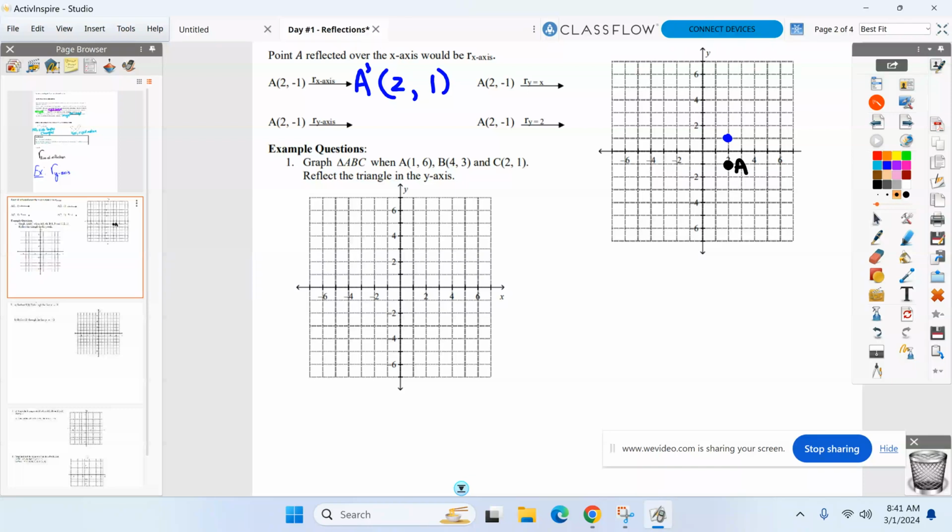Well, what if I reflect that point again? We call it double prime. We keep going on, triple, etc. So there's (2, 1), A prime. All right, let's keep going. Now let's go back to (2, -1) and reflect it over the y-axis. The y-axis. Same thing. Count how many units away it is from the y-axis and go that many in the opposite direction.